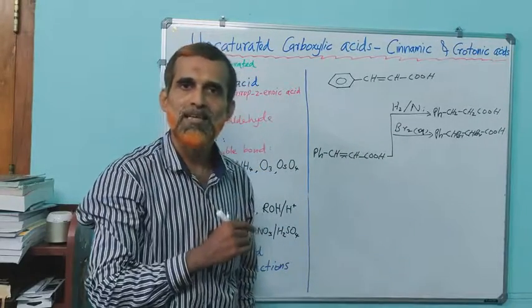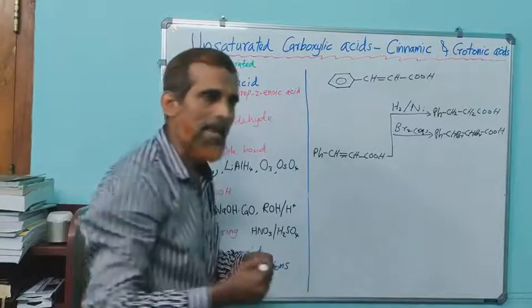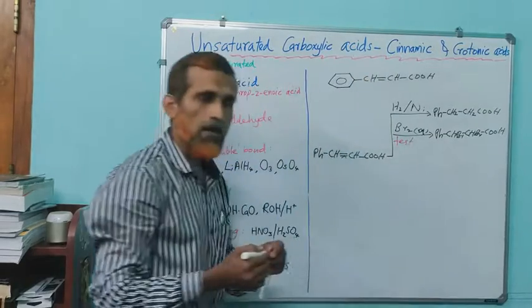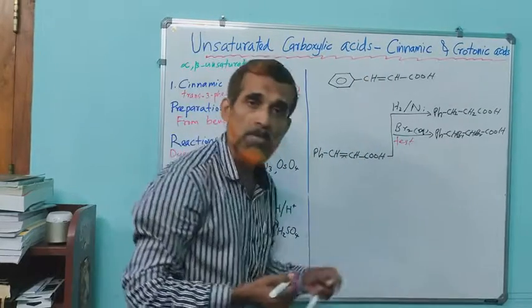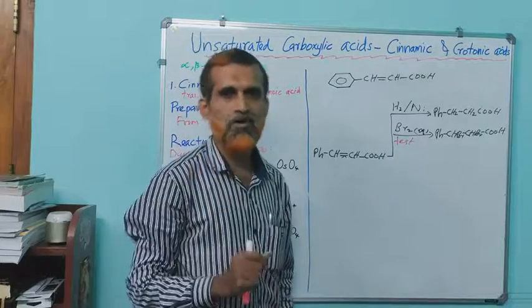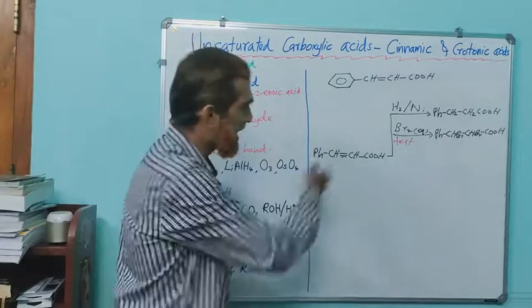What is the importance of this reaction, you know? Analytical importance. This can be used as a test for unsaturation. In the lab, when we do organic analysis, one test for unsaturation is by adding bromine water, because bromine is brown, yellowish brown in color, and on adding this, the color will disappear when the reaction takes place.